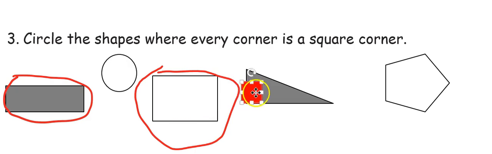Next, we'll see in the triangle that I can fit that square corner in the bottom corner of the triangle, but I can't fit it in the other 2 corners. So it's not every corner on the triangle that is square, so we won't circle the triangle. And then let's move to the pentagon, and you'll see even if I turned my square, it's not going to fit exactly in the corner on any of those corners on the pentagon, so we won't circle that one either.